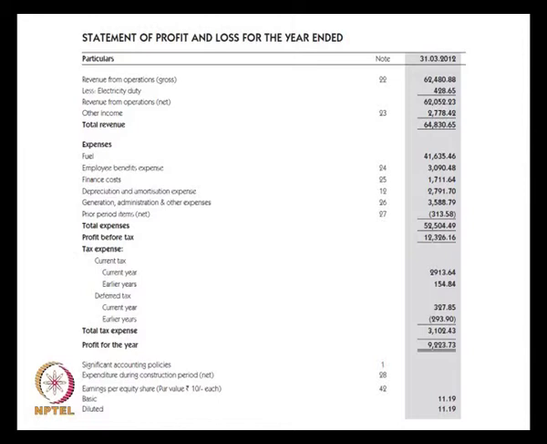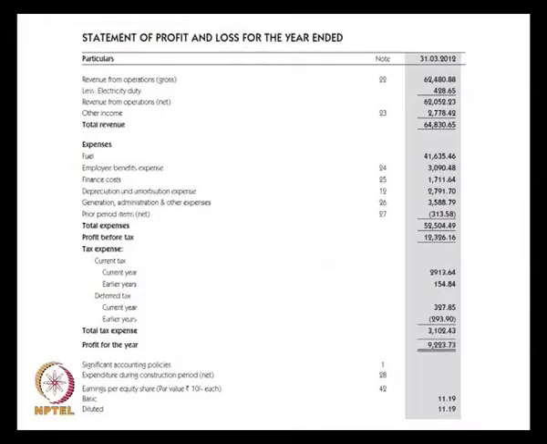Now, you also have another line item after the net revenue from operations, which is called other income. Remember, the corporation can get income, which is also called revenues, from various sources. Let us say in the case of NTPC, the main revenues that it gets are from sale of electricity.